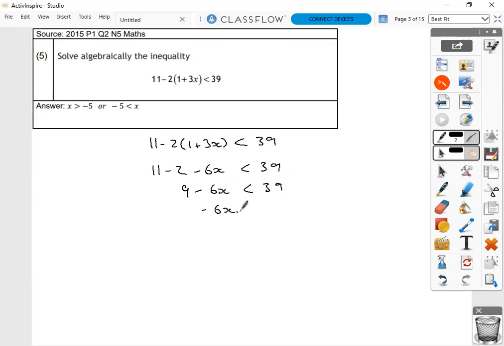And then keep the x's on the left hand side, move the whole numbers. And then be careful because we're flipping the side of a negative. So the sign changes.